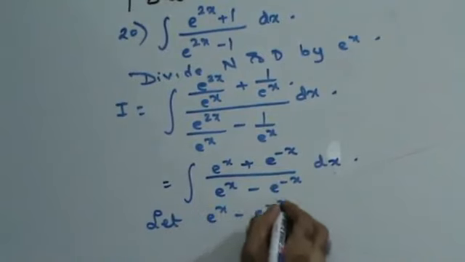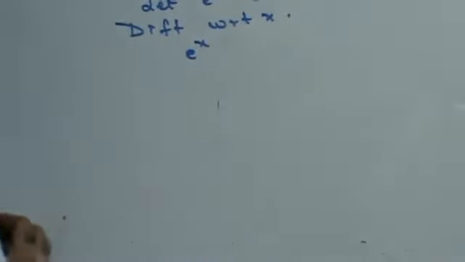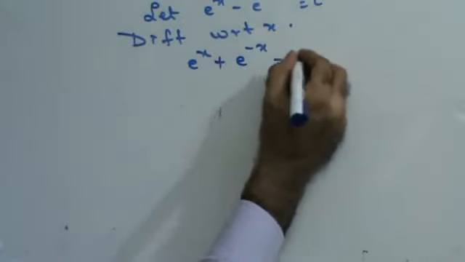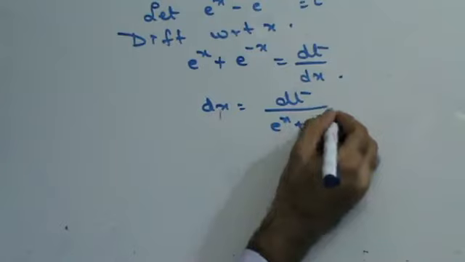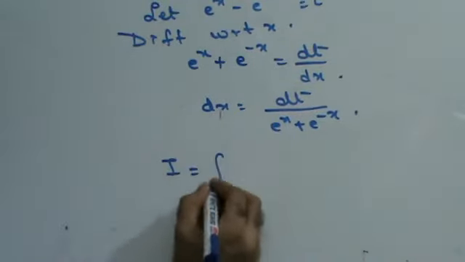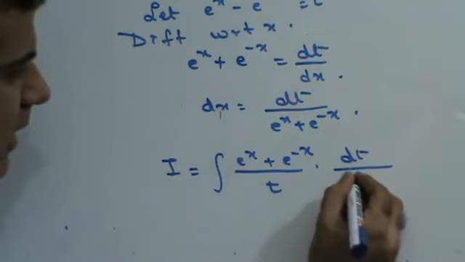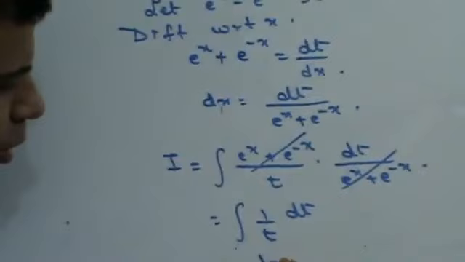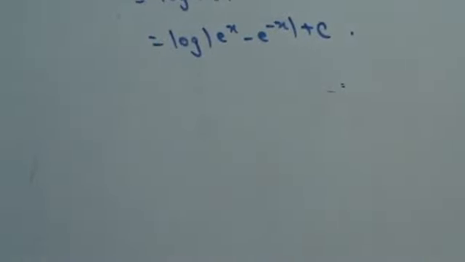Let e^x - e^(-x) be equal to t. Differentiate with respect to x. d/dx of e^x is e^x, and d/dx of e^(-x) is -e^(-x), so dt/dx is e^x + e^(-x). So dx is dt/(e^x + e^(-x)). I is the integral of (e^x + e^(-x))/t dt/(e^x + e^(-x)). This cancels, giving integral of 1/t dt, log|t| + c. T is e^x - e^(-x), plus c. So that will be the answer.